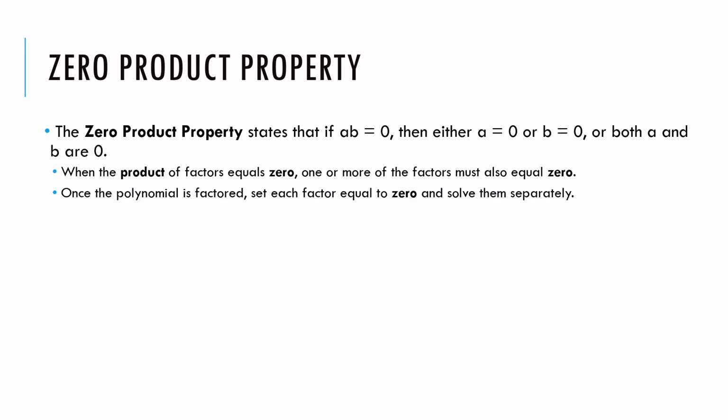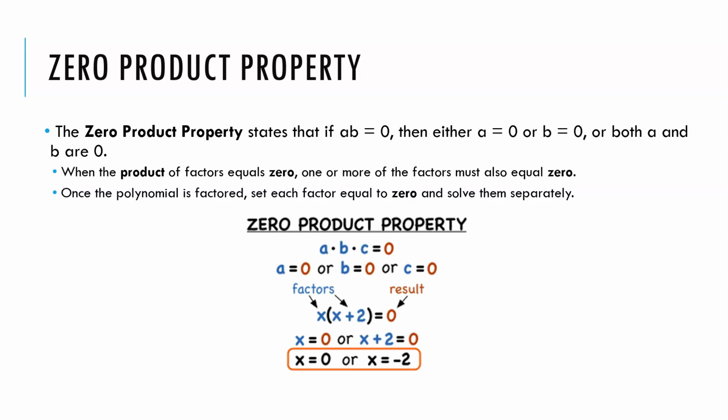Once the polynomial is factored, set each factor equal to 0 and solve them separately. The zero product property is not limited to just 2 factors. We can have 3 factors or 4 factors or even more than that. For now, because we have quadratics in general, it's just a times b is equal to 0. However, you can also see here that we can have a times b times c being equal to 0. As long as just one of the factors is equal to 0, then the entire result will equal 0.